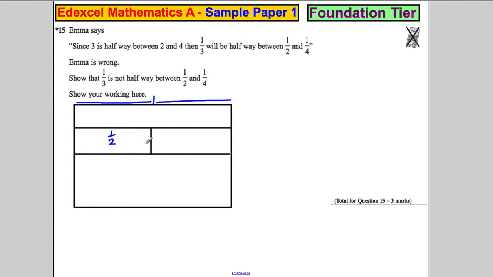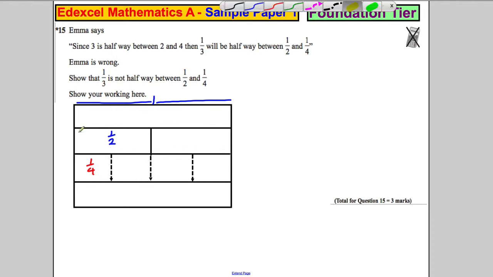Okay? And now I'm going to draw a quarter. Now a quarter is half of a half. So say you've got a half, and now you divide it into 4 equal parts. That would now represent a quarter. Now, what would be halfway between these two? What would be exactly halfway between that there and halfway and that there?